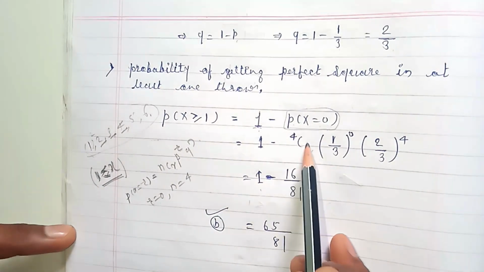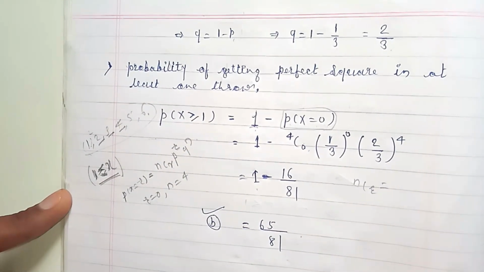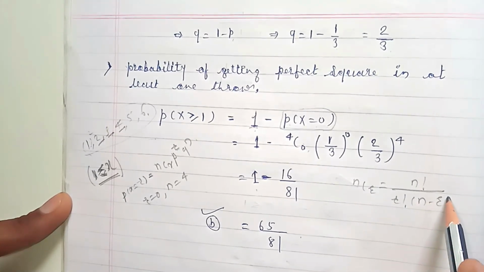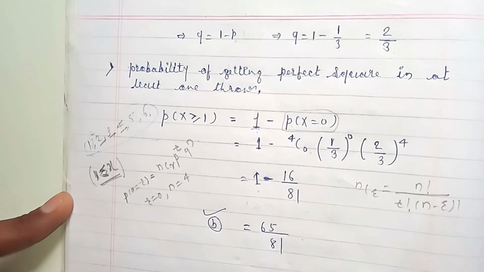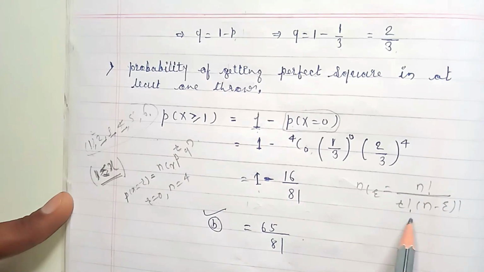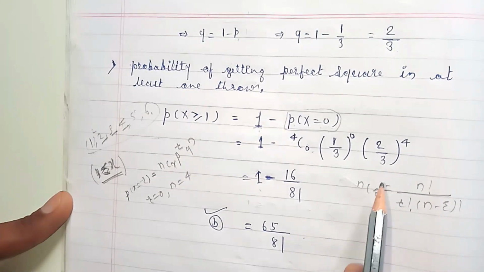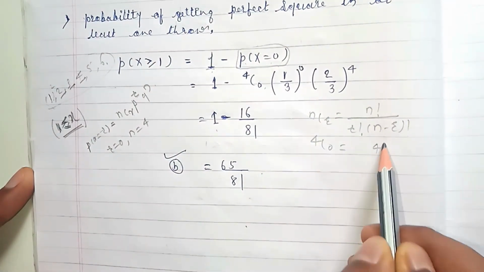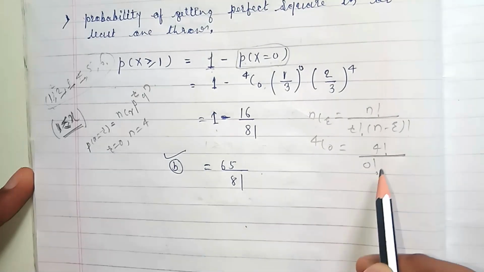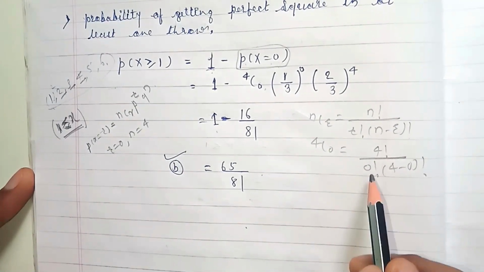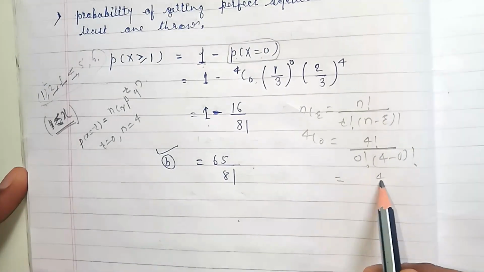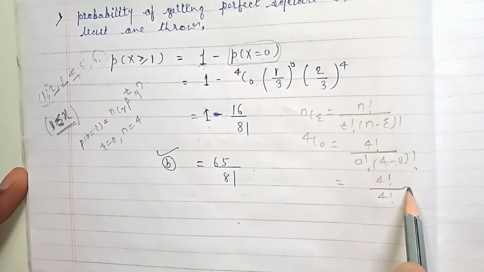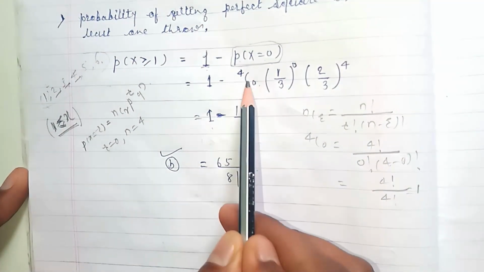So find out this value. 1 minus 4C0. For nCr, we use the standard result: n factorial upon r factorial into n minus r factorial. This is nCr, and we also have nPr too, but we have to apply nCr here. So 4C0 can be written as 4 factorial upon 0 factorial into 4 minus 0 factorial. 0 factorial is always 1, so 4 factorial in the numerator remains the same, and in the denominator 0 factorial is 1, 4 minus 0 is 4 factorial. 4 factorial upon 4 factorial is 1. So the value of 4C0 comes to 1.